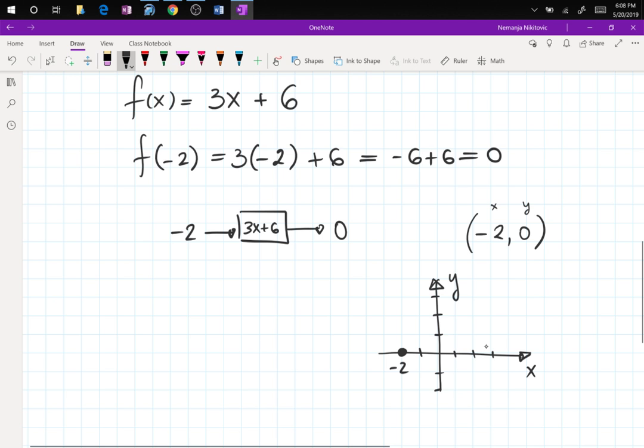So function is a rule which assigns to each x in the domain, which is input, a unique y in the range, which is the output. This means that under this rule, this input provides this unique output.